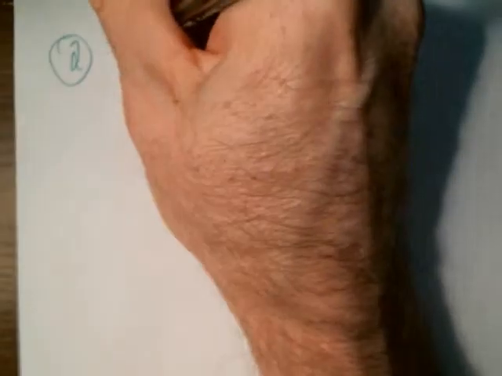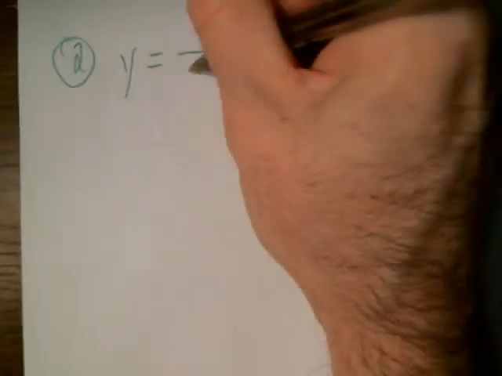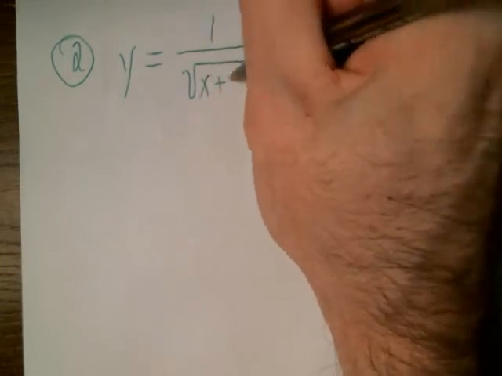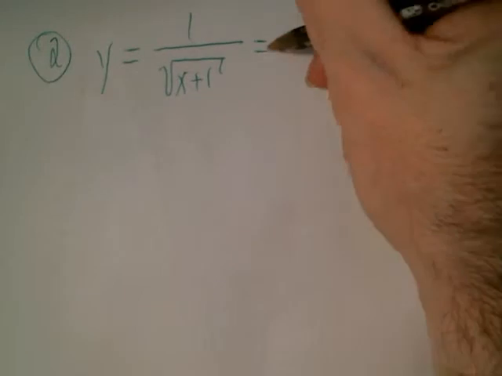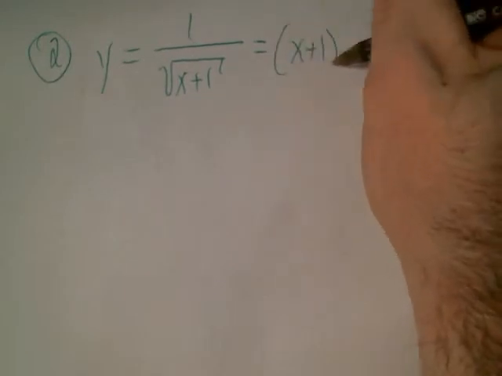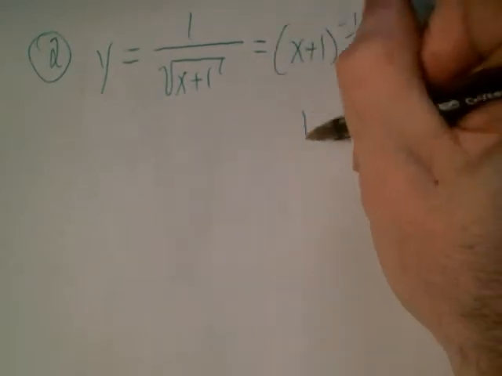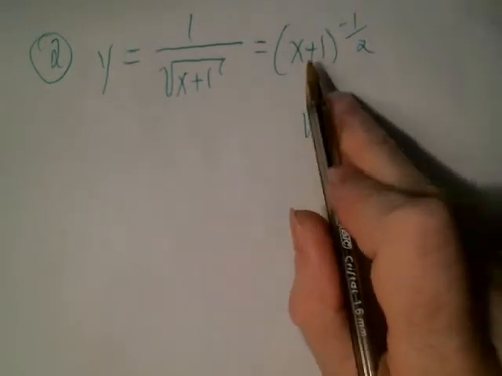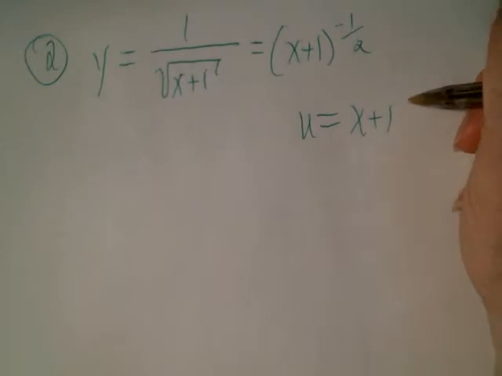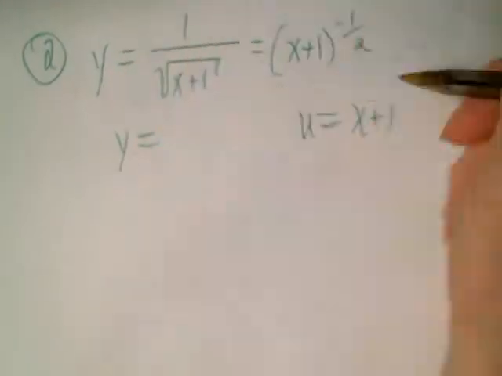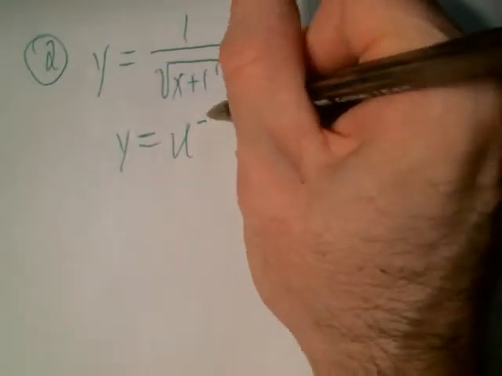Let's look at another. This is problem 2. You get y is 1 all over the square root of x plus 1. Rewrite it, so it's really x plus 1 to the negative 1/2. And then I think it's clear. The gut part, the inner part inside the parentheses, is x plus 1. And then the outer part y is just u to that negative 1/2 power.